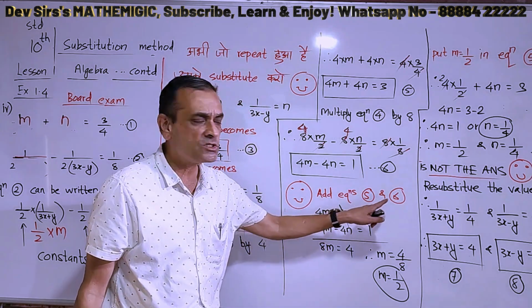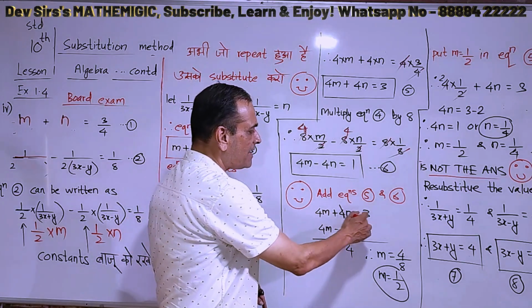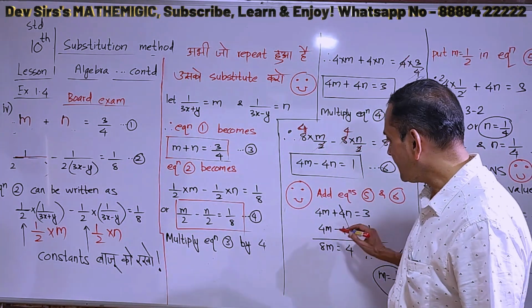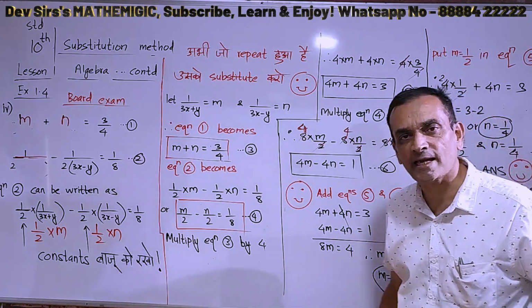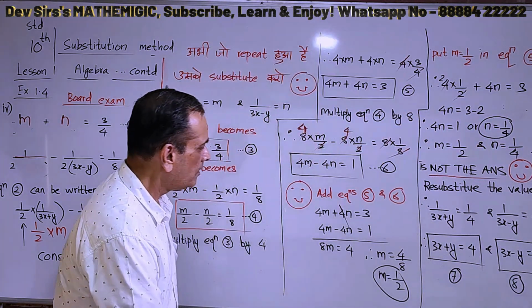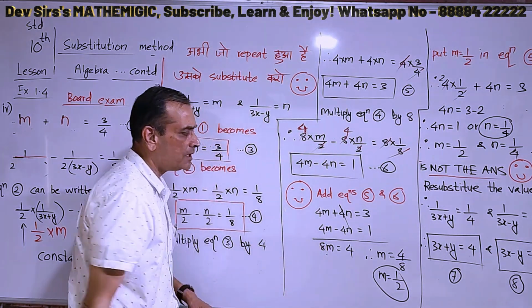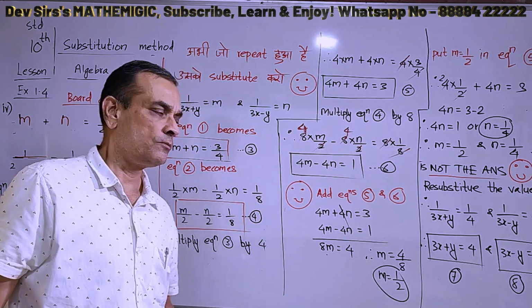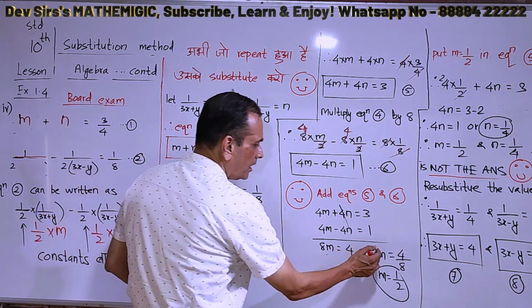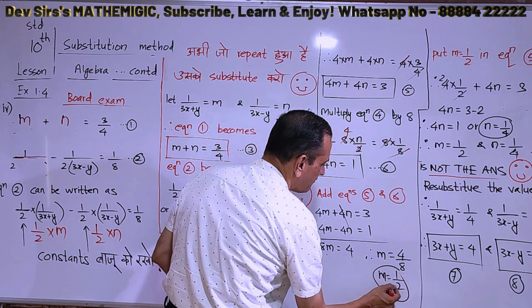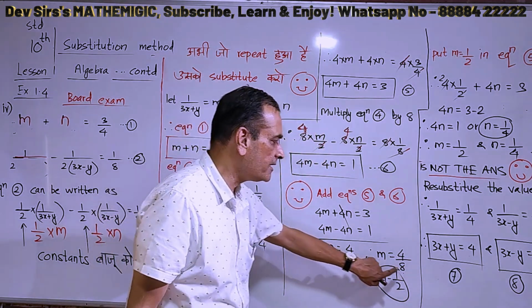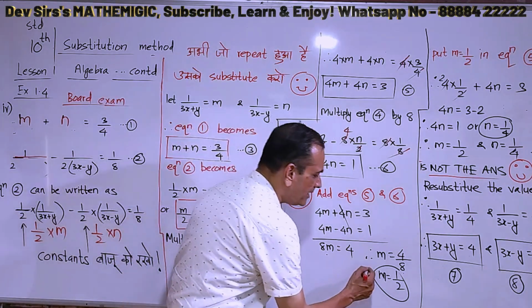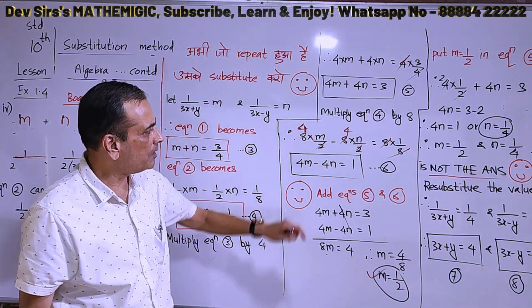So adding equations 5 and 6, just write them as they are, वैसे ही लिखो, because directly plus 4n minus 4n gets cancelled. 4 plus 4, 8m; 3 plus 1, 4. 8m equal to 4. m equal to 4 upon 8, m equal to 1 by 2. 8 goes in the denominator without changing the sign. So m equal to 1 by 2 is one answer.